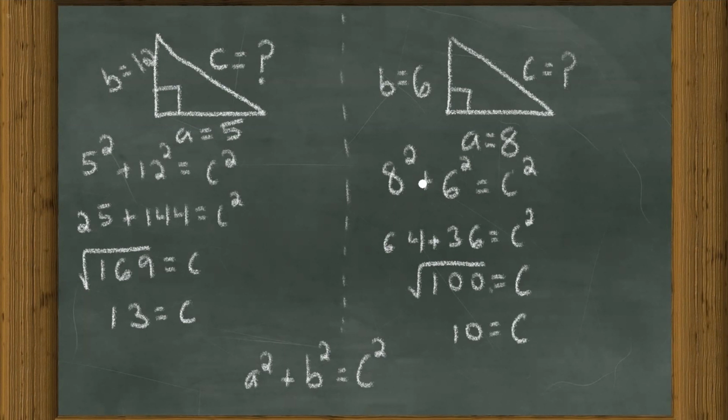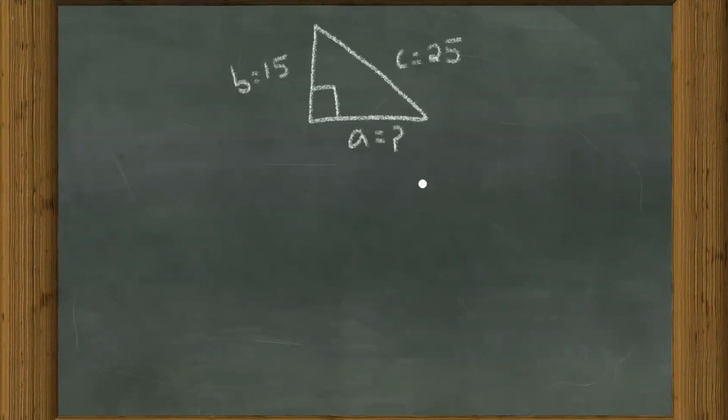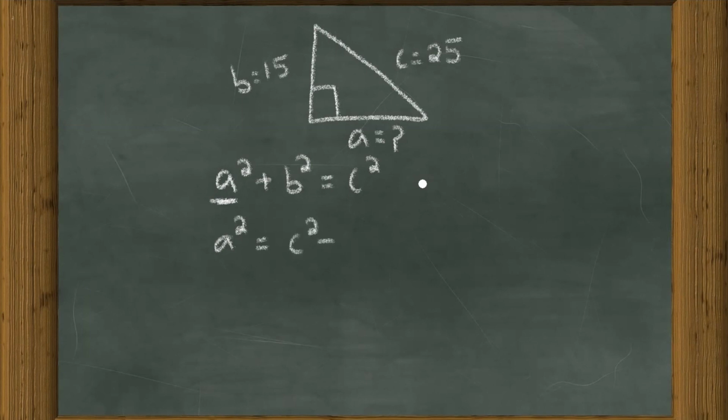Now we're going to look at one more example, and this one's slightly different in that we know the hypotenuse and we know one of the legs, which is 15. And now we want to find what is the value of a. So I'm going to use the same equation, but I'm going to rewrite it. So I've got a squared plus b squared equals c squared. But in this case, a is the unknown value, so we want to solve this equation for a. So I'm going to rewrite this as a squared is equal to c squared, and I'm subtracting b squared from both sides.